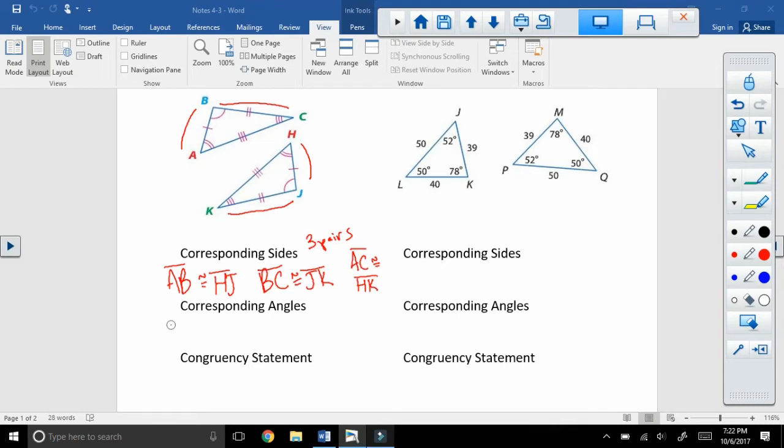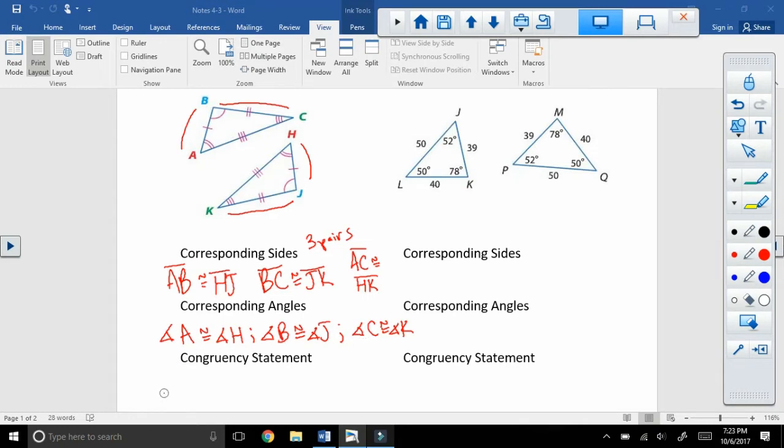So the corresponding angles, I can say that angle A is congruent to angle H. I can say that angle B is congruent to angle J. And then lastly, angle C is congruent to angle K. And there's no particular order for those, it's just whatever you look at first.